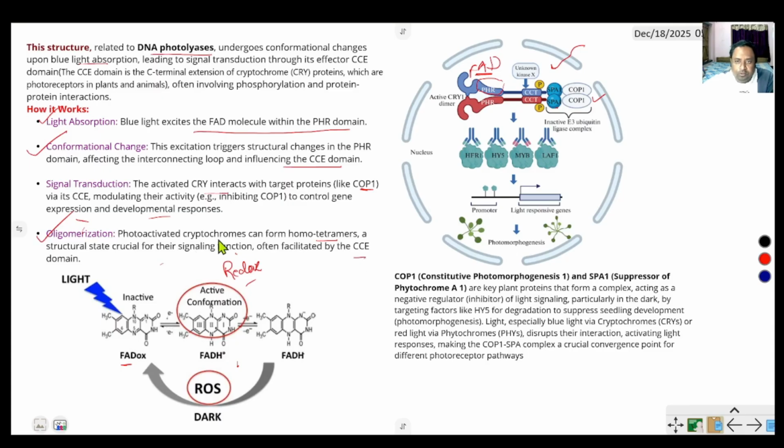CC domain structure. What is the CC domain? CC domain means chromosomal domain, that activates the DNA and responds to the genes.